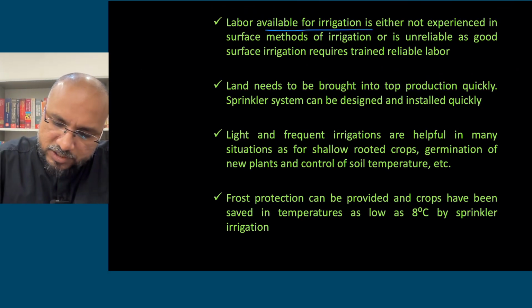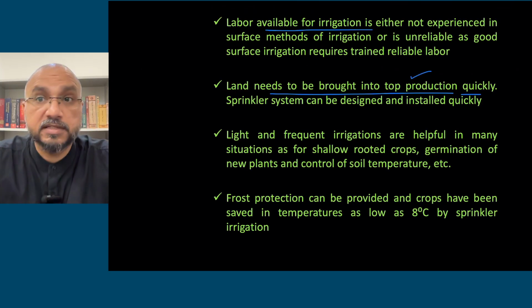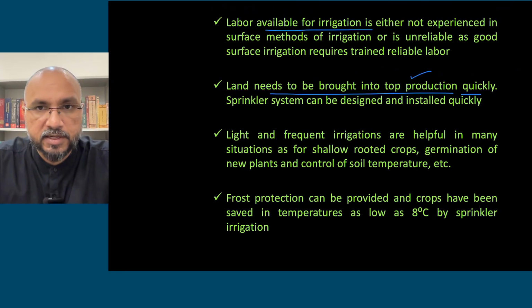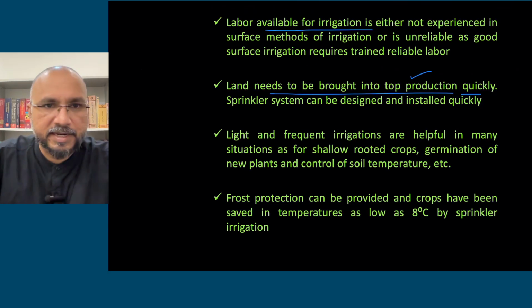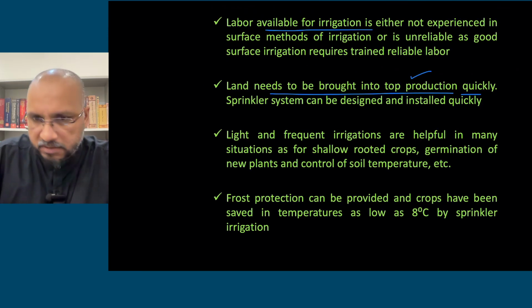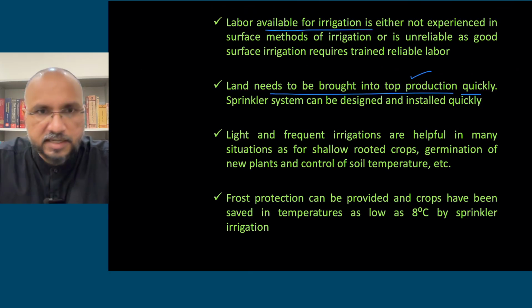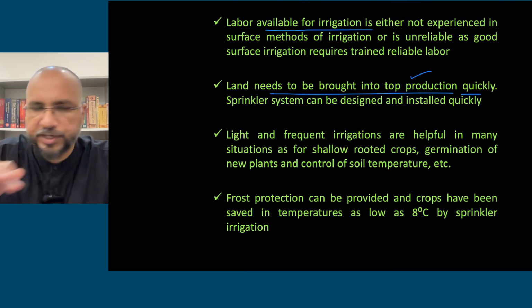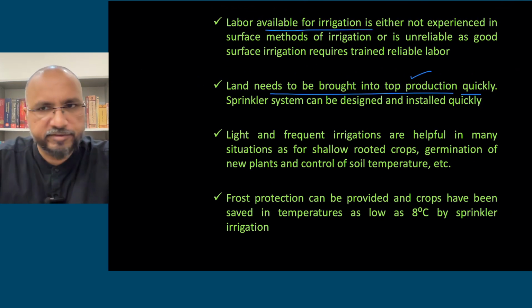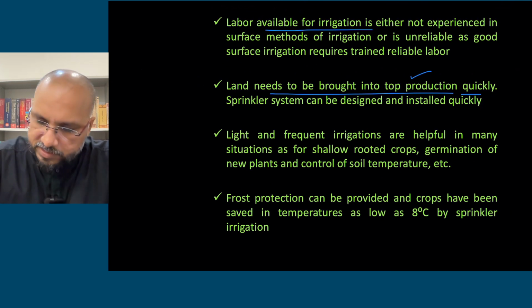So land needs to be brought into top production very quickly. So this is another situation where you can use sprinkler. Normally if the land is not leveled, usko pehle leveling karna padega, lot of investment, lot of labor, it will take time also, but within a week you need to start production. अगर ऐसा situation है, you need to quickly start the production, so you can go for sprinkler system. You don't need to level anything because undulating topography में भी तुम sprinkler system use कर सकते हो.